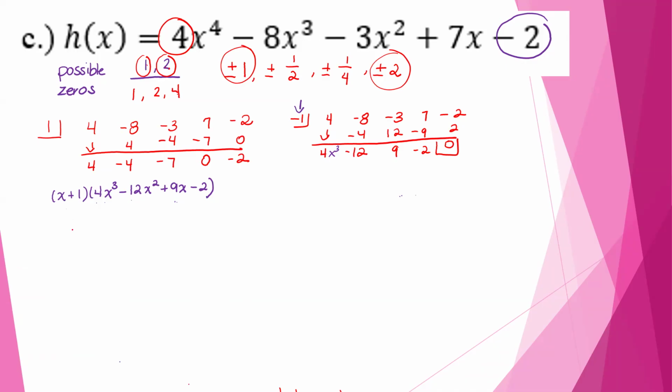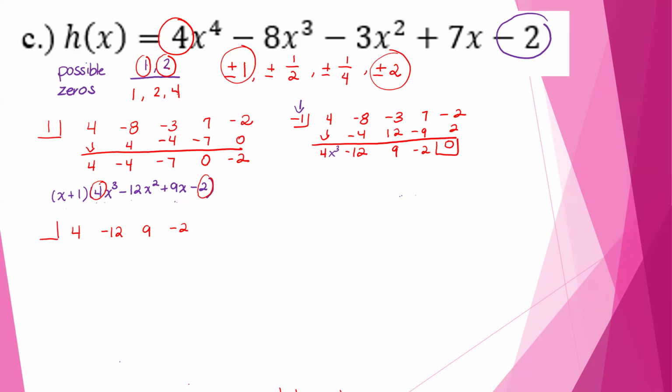So what am I going to use here? 4, negative 12, 9, and negative 2. Now, 1 didn't work earlier, correct? So it's not going to work ever again. And these are the same numbers, so I can use that same list again. Now, negative 1, could I try negative 1 again if I wanted to? Yes, it could work again. It's a multiplicity. So my choices are now negative 1, 2, and negative 2.